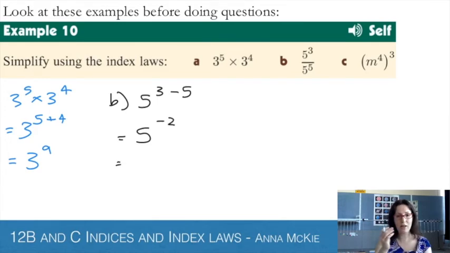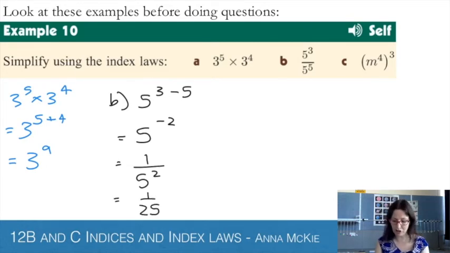Now we tend to write these with positive indices as much as we can, and so the other rule that we've learnt now is that you can shift it to the bottom to be the denominator, and that's 1 on 25. Simplify as much as you can, and c, we have m to the power of 4 multiplied by 3. It's not 43, and that leaves us with 12.